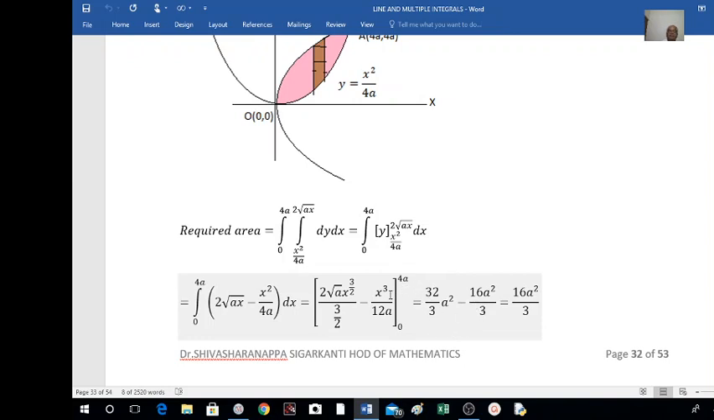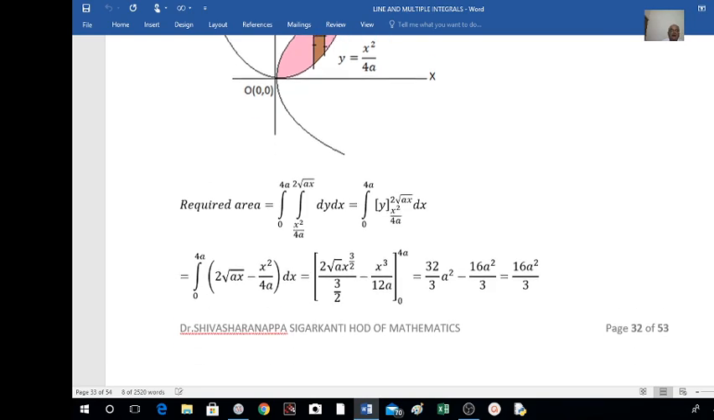Minus. In place of x, put 4a. This will become 4 cube a cube. In this we have one 4 now. So that is dividing that one here, we get 3 here. Here one 4 gets cancelled, we get 4 square. That is 16 into a cube by a. This will be a square. That is 16 a square by 3. 32 by 3 a square minus 16 by 3 a square. This is equal to 16 a square by 3 is the answer. Right?